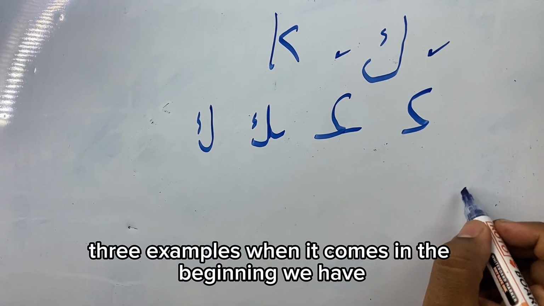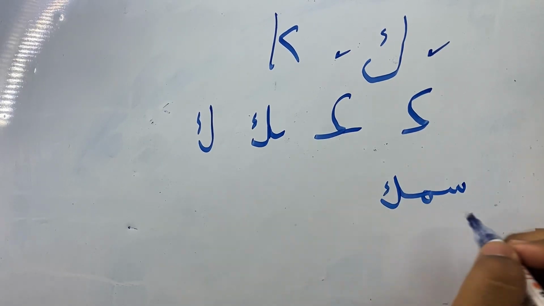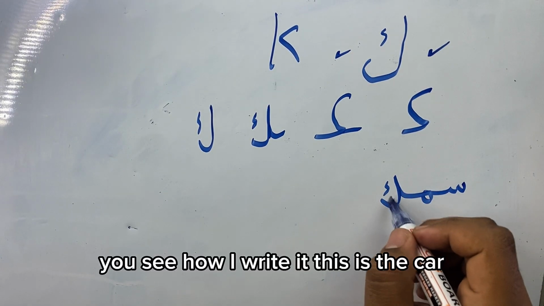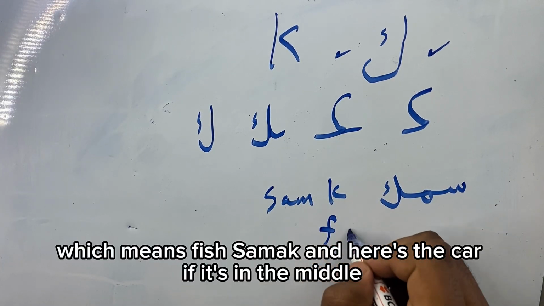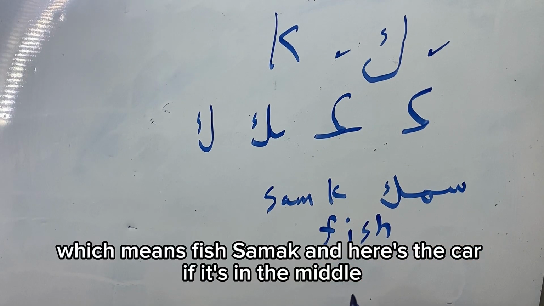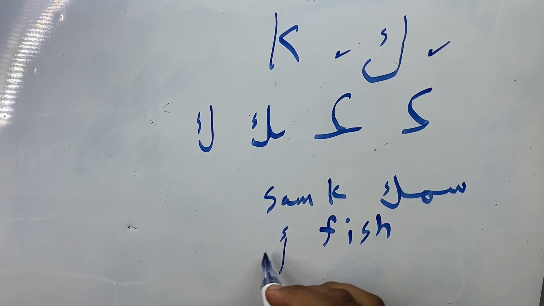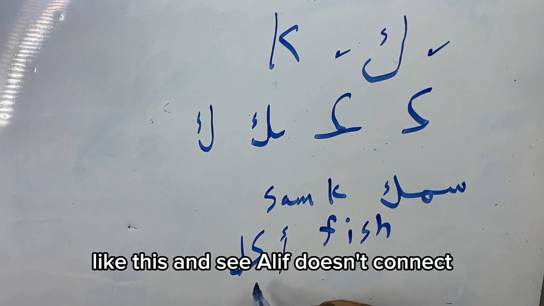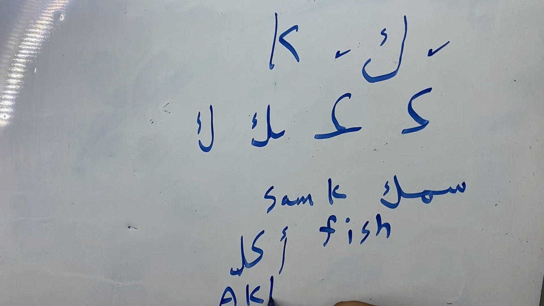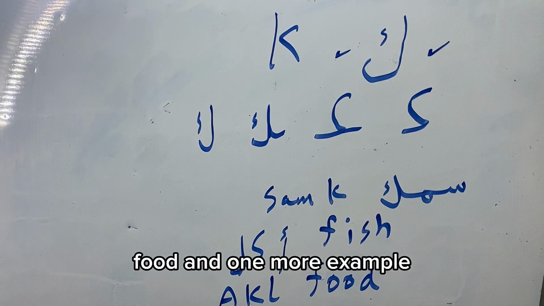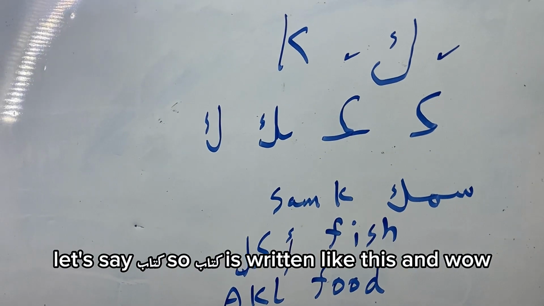All right, let's take three examples. When it comes at the end, you see how I write it. This is the ka, this is samak, which means fish. And here's the ka in the middle, like this, and see alif doesn't connect, so that's why it's separate. And this is the ka, akil, which means food.